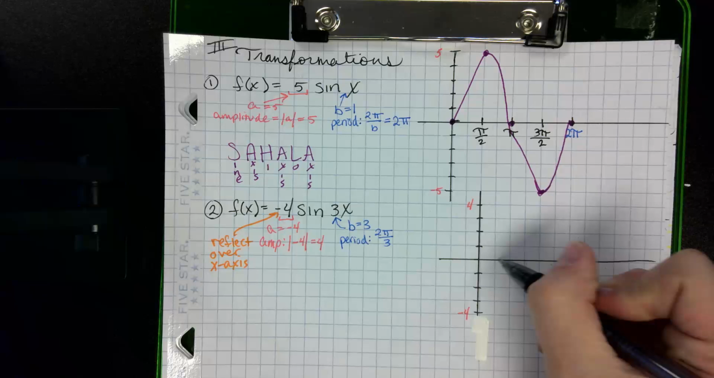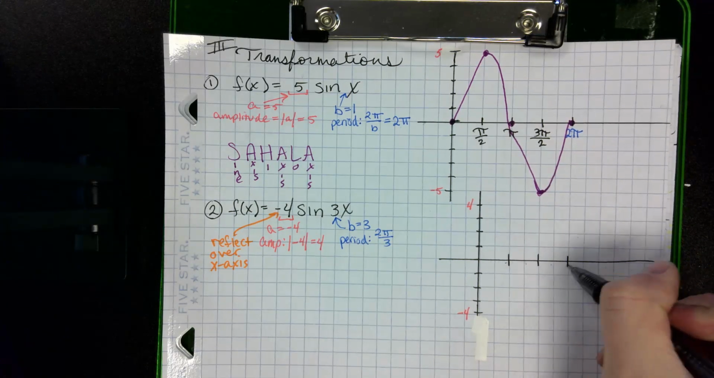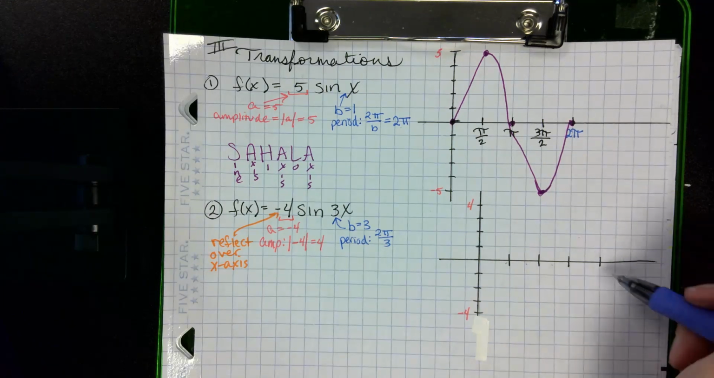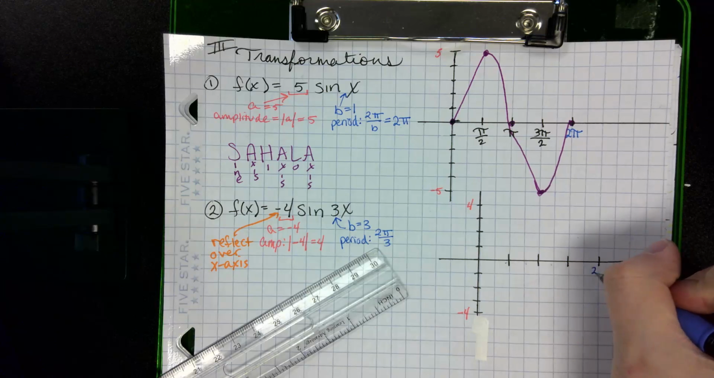And then 2 spaces in a line, quadrant 1, quadrant 2, 3, and 4. The length at the end of quadrant 4 is the length of the period, which I have here as 2 pi over 3 this time.